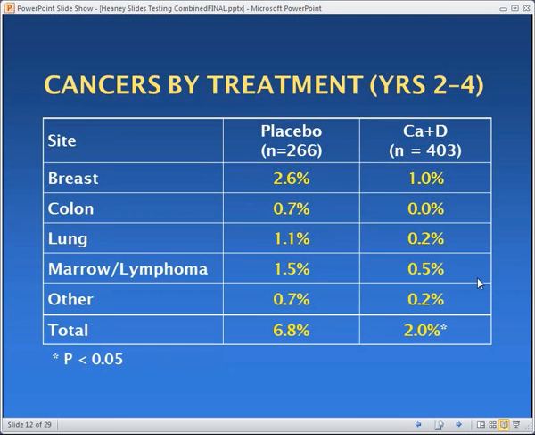Indeed, all of those cancers, look at that very bottom line there, the total percentage. There was only a 2% occurrence of cancer in the treatment group versus 6.8%. And each and every cancer that you pick, there was more of it in the group that had no vitamin D. So vitamin D matters to cancer.